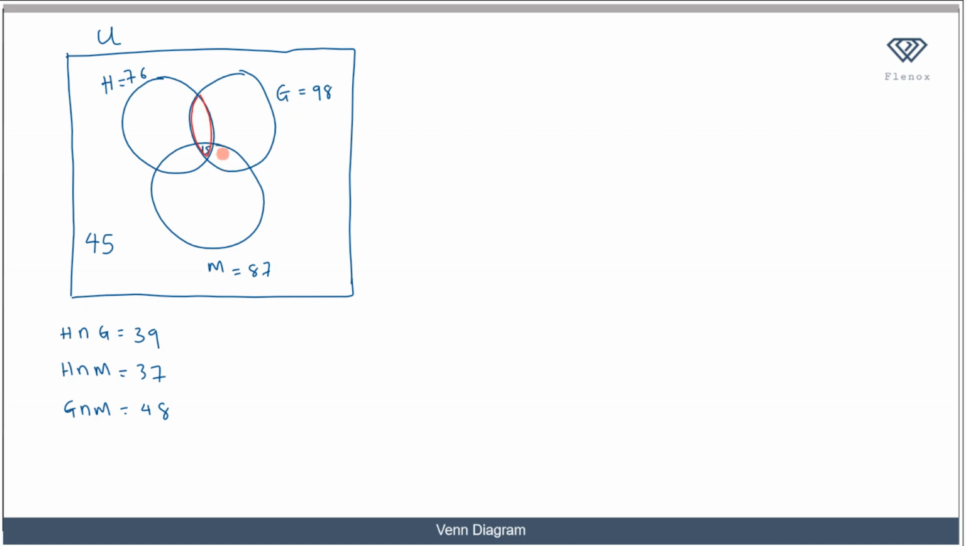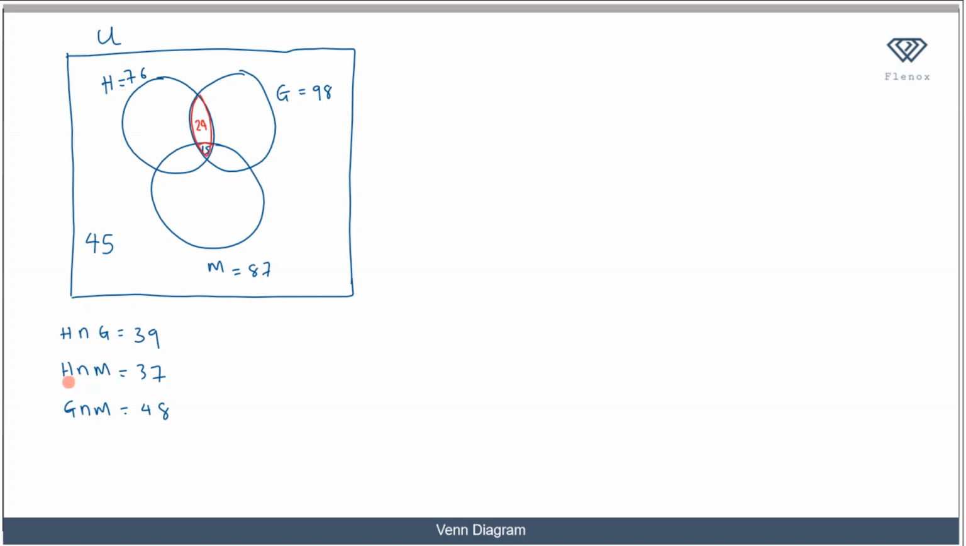And if it is 39, then what does it tell us? We know that 15 of them participated in 3 subjects. So the students that participated only in history and geography will be 39 minus 15, and 39 minus 15 gives me 24. So the section underneath this place, this section here, is 24.